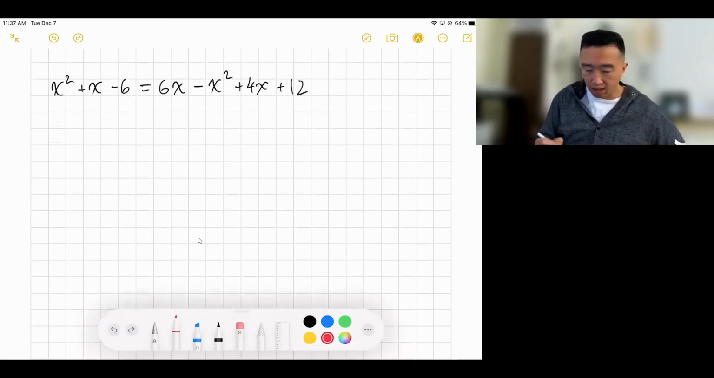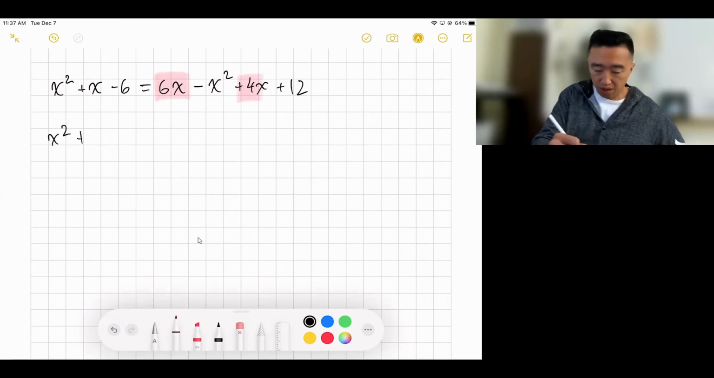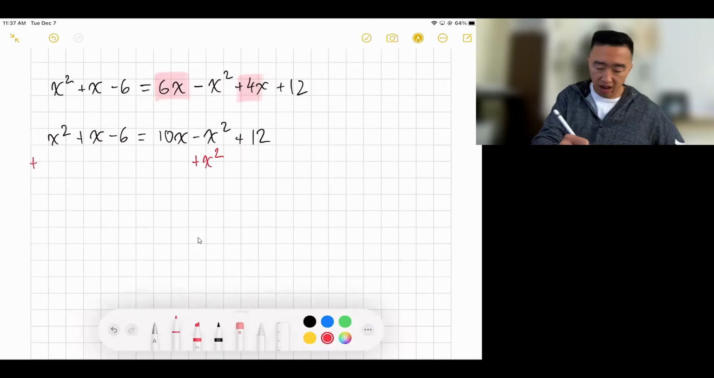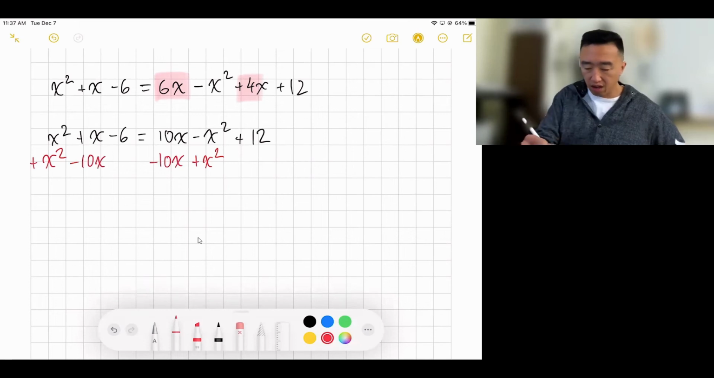I can do a couple of things. I can combine like terms right here. So that's gonna give me x squared plus x minus 6 equals to 10x minus x squared plus 12, right? Now let's go ahead and make it equal to 0. So I'm gonna add x squared here, I'm gonna add x squared there. I'm gonna subtract 10x here, I'm gonna subtract 10x there. And I'm gonna subtract 12 here, I'm gonna subtract 12 here.